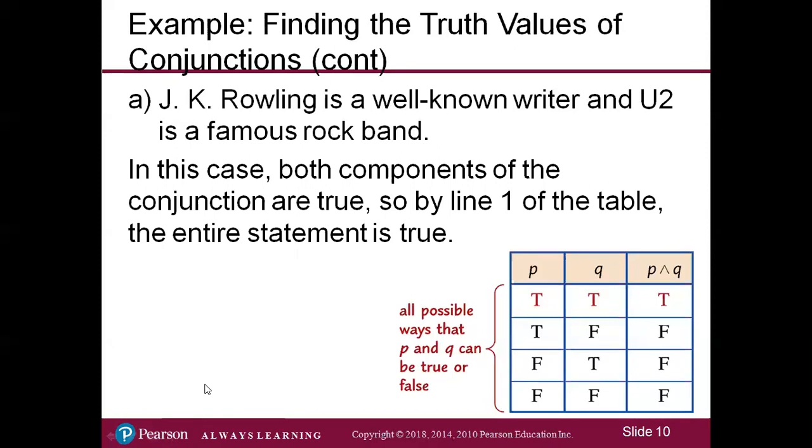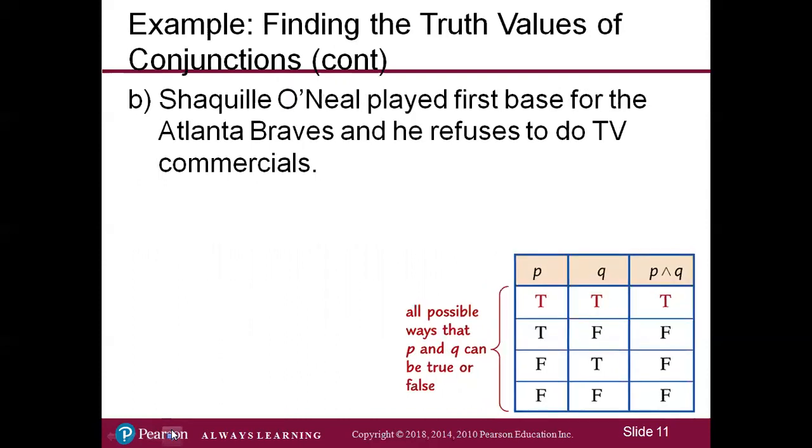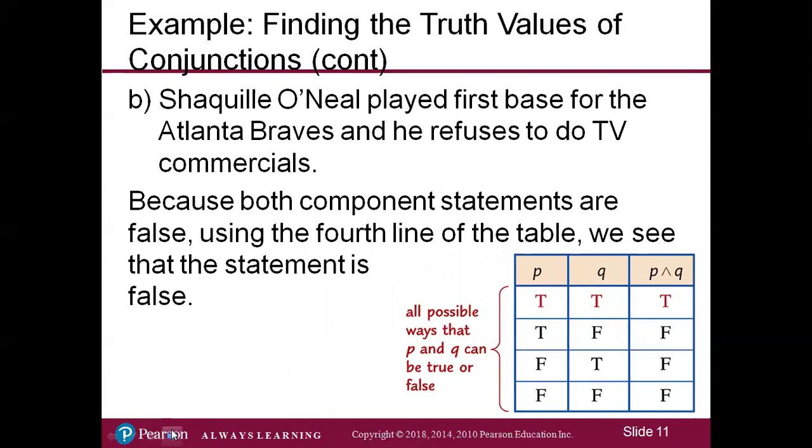In this case, both components of the conjunction are true, so by line 1 of the table, the entire statement is true. Shaquille O'Neal played first base for the Atlanta Braves, and he refuses to do TV commercials. Again, Shaquille O'Neal played first base for the Atlanta Braves is P. He refuses to do TV commercials is Q. Because both component statements are false, using the fourth line of the table, we see that this statement is false.